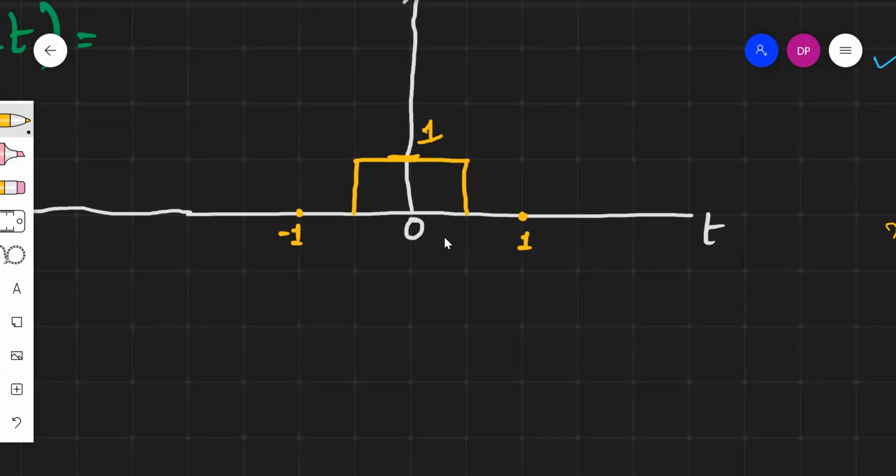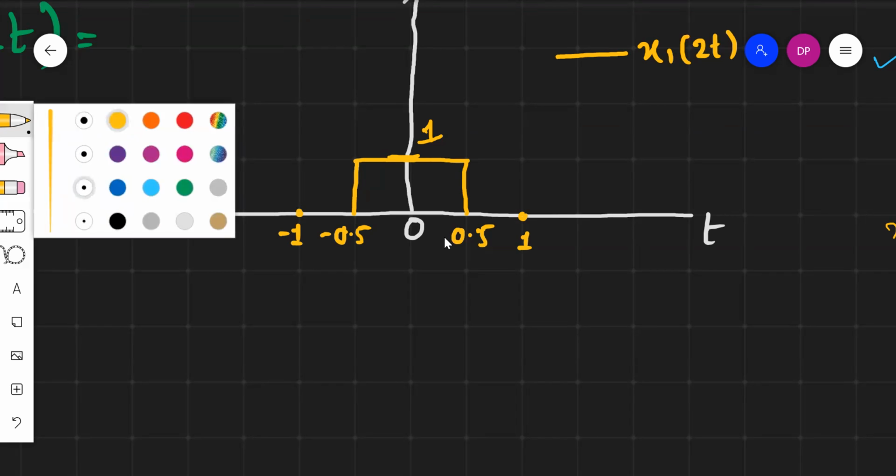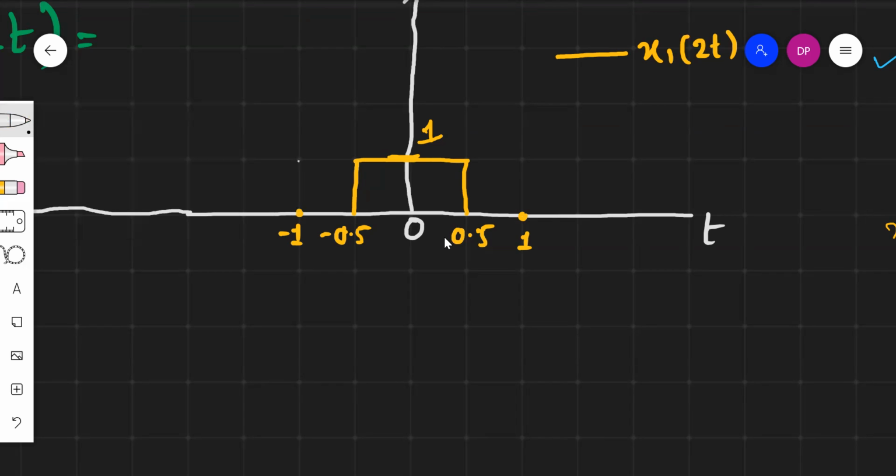Right? This yellow color signal, which is from -0.5 to +0.5. So I write it like this. This yellow color signal is x1 of 2t, isn't it? X1 of 2t. And how was x1 of t looking like? Let me plot it in white color. X1 of t was this signal, isn't it? This white color one was x1 of t, which lies between -1 to 1.